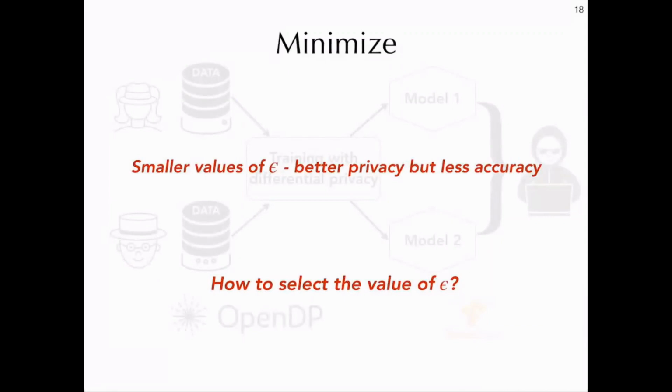Smaller values of epsilon ensure that we get better privacy guarantees, but it also means getting a less accurate model. Epsilon is just a worst case upper bound on the privacy risk, but it might not accurately capture the practical privacy risk for this particular dataset that we are using. So how do we select a decent value of epsilon?